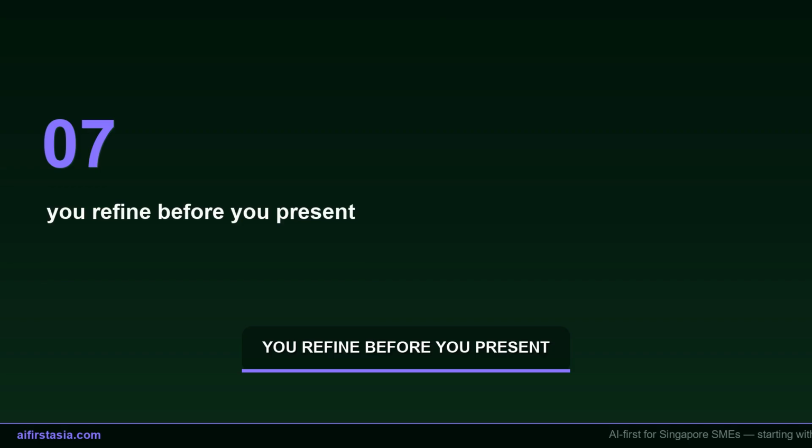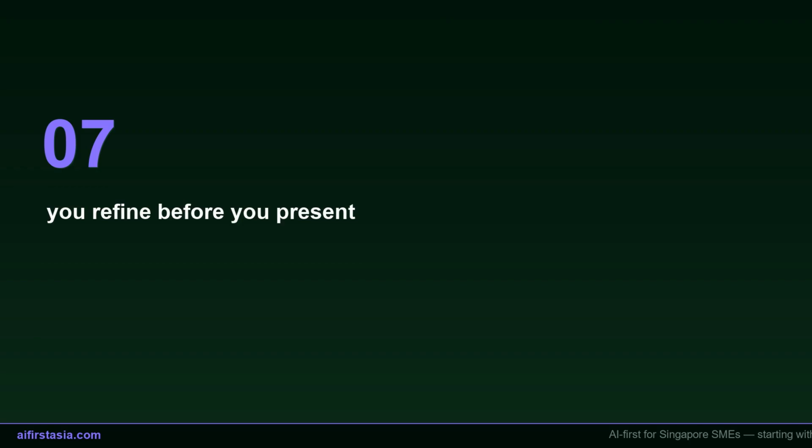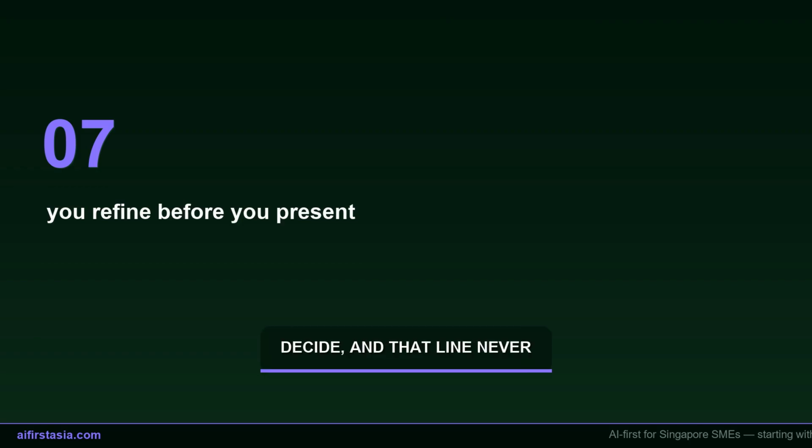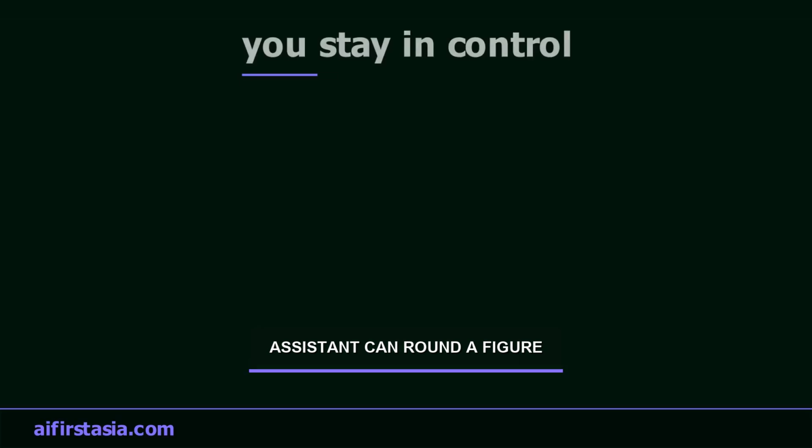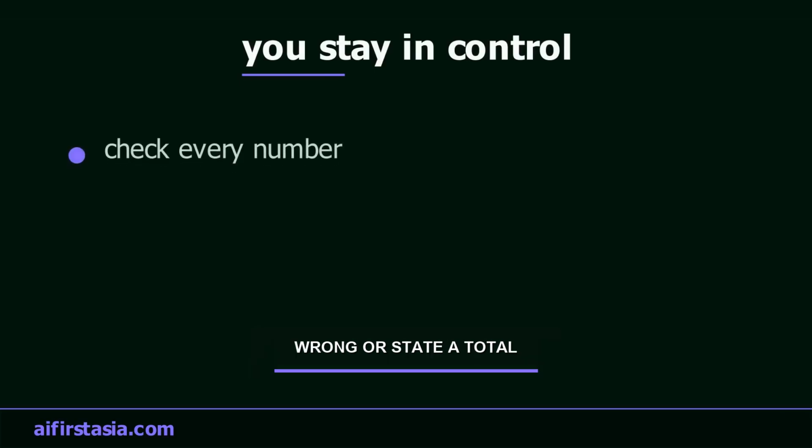You refine before you present. This part is not optional, and I want to be direct. The AI drafts, but you decide, and that line never moves. Check every number, because an assistant can round a figure wrong or state a total that is not in your report. And a wrong number in front of your board is the fastest way to lose their trust.